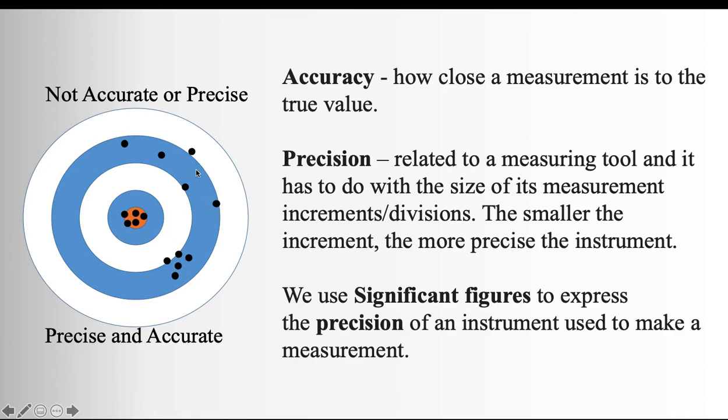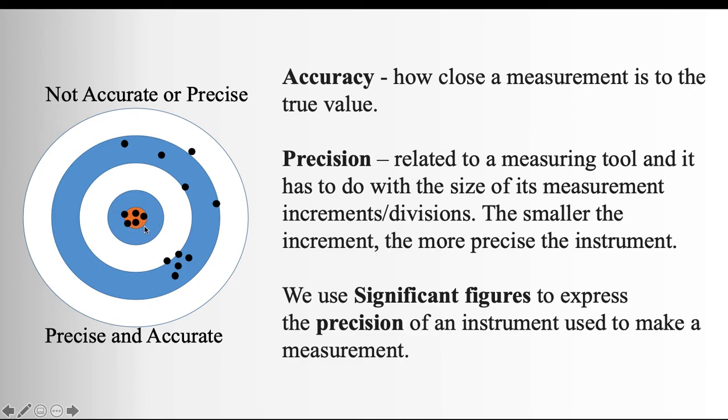What we want to do with our measurements is this: we want to be accurate, as close to the true value as possible, and we also want an instrument that will be very precise, that will give us repeatedly answers that are very close to each other, or measurements that are very close to each other. That is our goal as scientists.